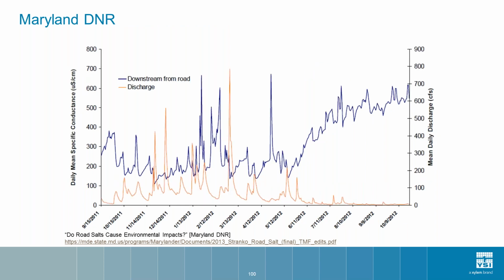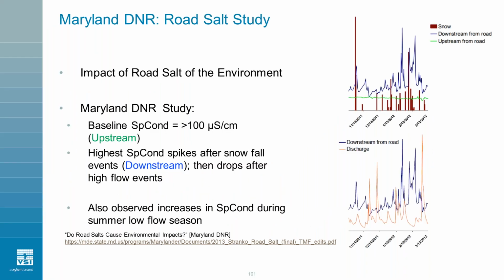On this graph, we see the relationship between stream flow and specific conductance. We can see after a large snow event, there may be some lag, but then conductivity spikes as salt enters downstream. We then see drops due to higher flows, which typically means greater dilution. You may also have noticed a conductivity increase in the summer months during the low flow season. This may be because there is little opportunity for dilution.